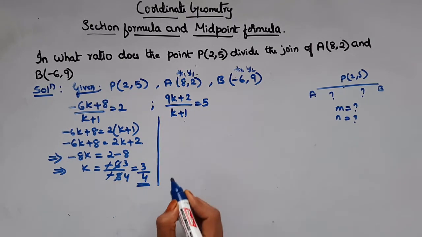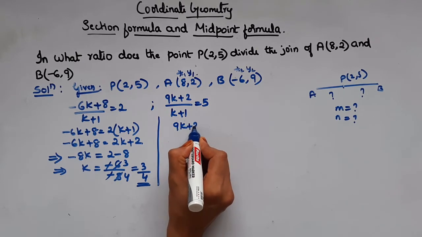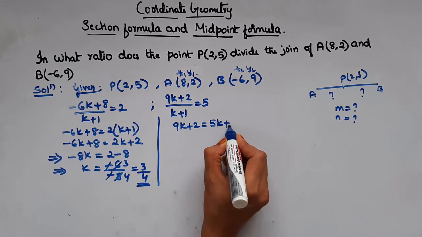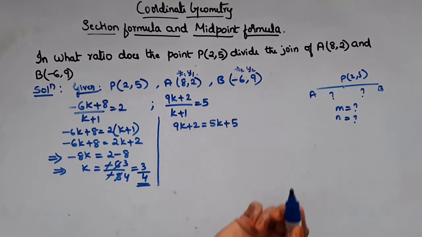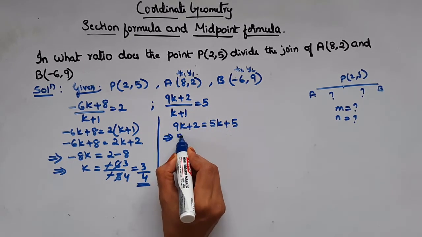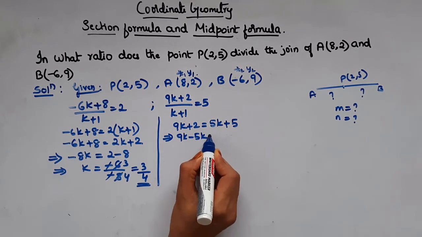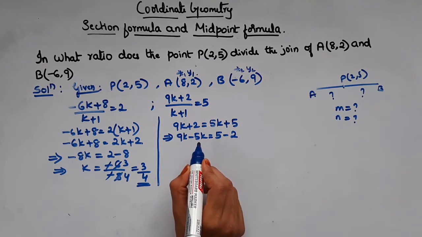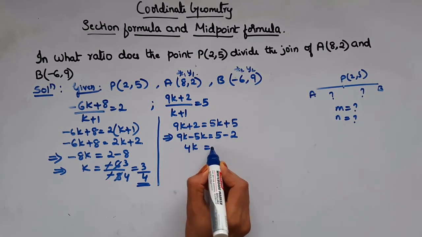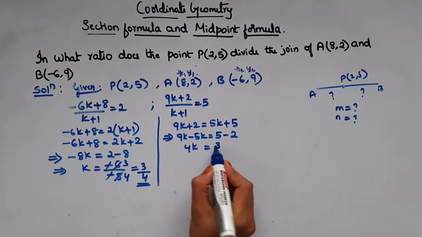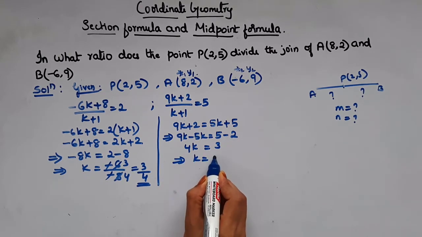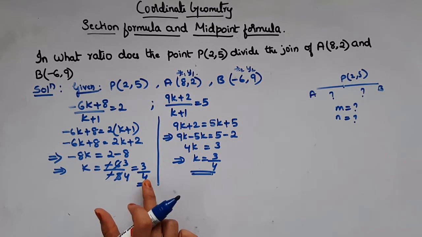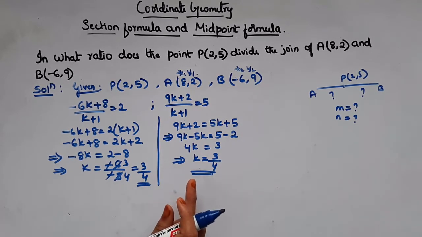Now in this case, we have 9K plus 2 is equal to 5 into K plus 1, that is 5K plus 5, right? That is by cross multiplying, which implies 9K minus 5K is equal to 5 minus 2, right? So 9 minus 5 is 4K, which is equal to 5 minus 2, which is 3, which implies K is equal to 3 by 4. In both the cases, the K value is 3 by 4, right?